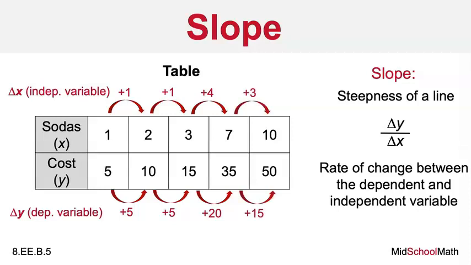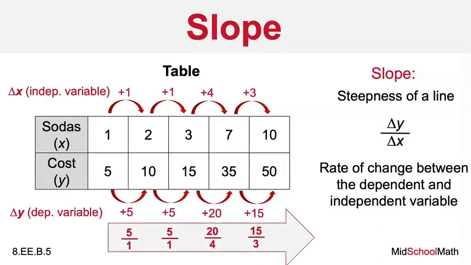This change that we see between table entries can be used to calculate the slope. Just like we did with the line on the graph, we make a ratio of the change in y over the change in x. We look at each ratio and see that they all simplify to 5 over 1, or just 5, which again is the slope.